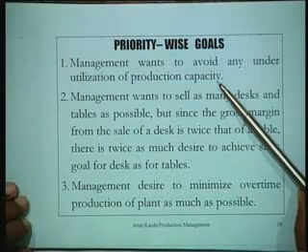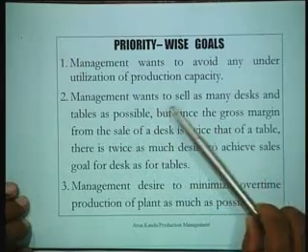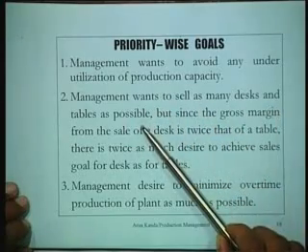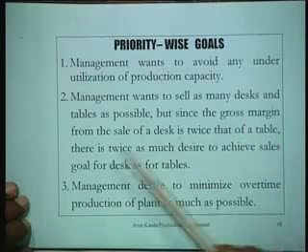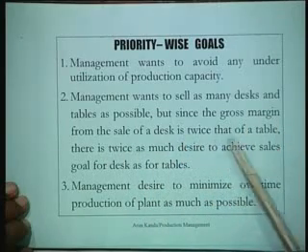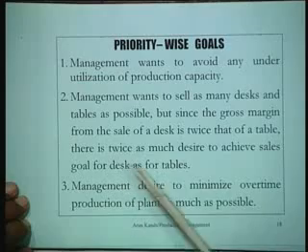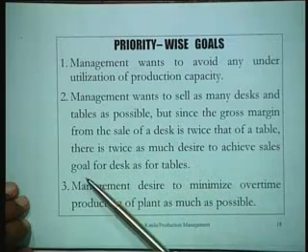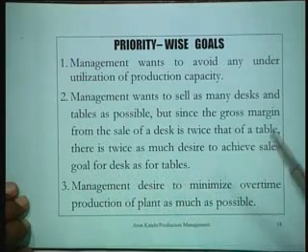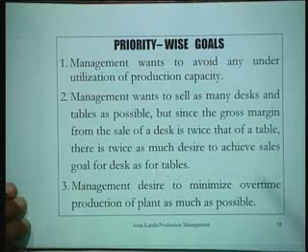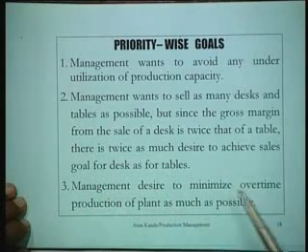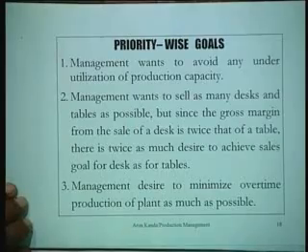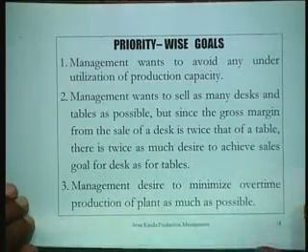That's the first goal. The management wants to sell as many desks and tables as possible, but since the gross margin from the sale of a desk is twice that of a table, there is twice as much desire to achieve the sales goal for desks as for tables, which is quite obvious. And the third one is management's desire to minimize the overtime production of the plant as much as possible.